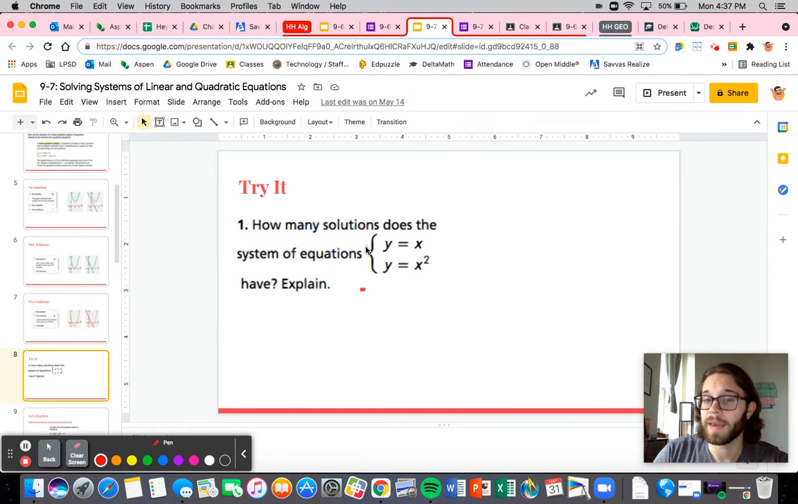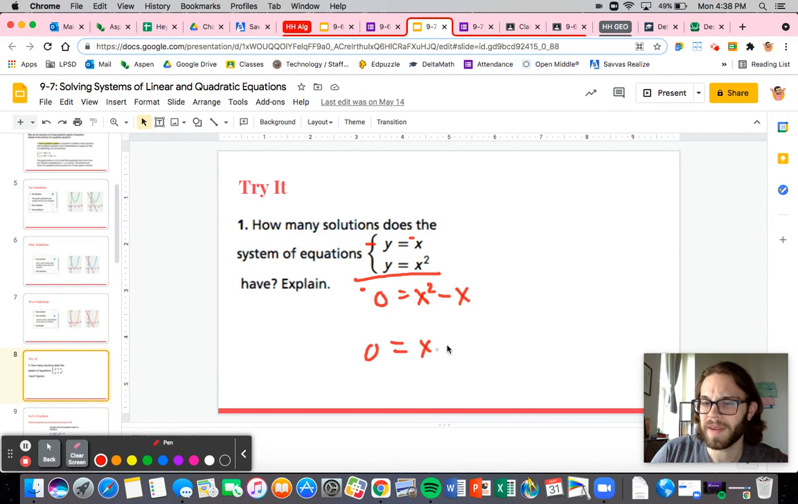If I wanted to do elimination, I could make this one negative and make this one negative, right? Add them together. There's negative y plus y, that's 0. Negative x plus x squared is x squared minus x, right? And what do we have here? We have just a quadratic equation that you know how to solve.